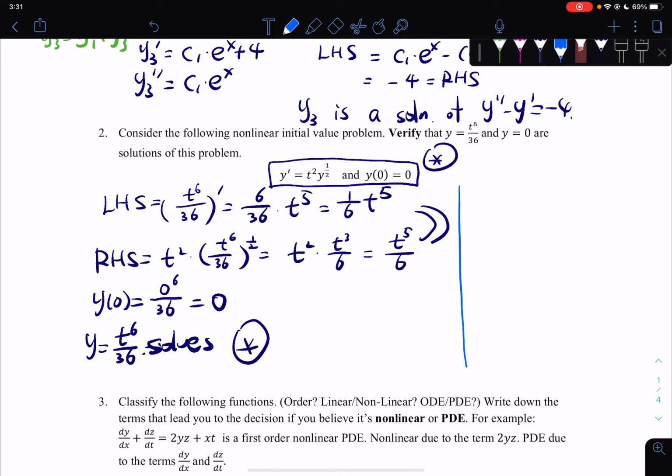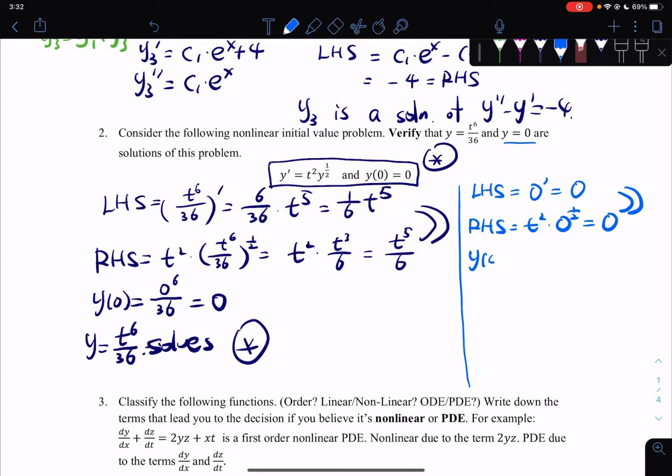I did have two parts here. I said there's another thing that also solves my differential equation. My left-hand side, which is 0, takes derivative, is 0. My right-hand side, which is t squared times 0 to the power of 1/2, is 0. So clearly they are the same, and you have your solution being 0, so it doesn't really matter what you plug in, your function is always having a value of 0. So clearly y equals 0 is a solution of that.